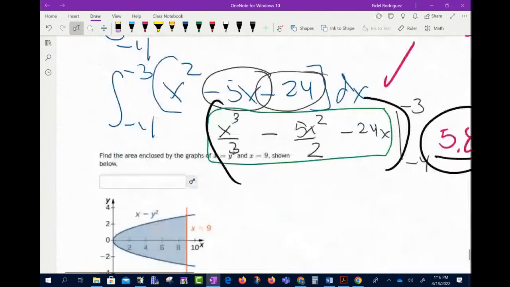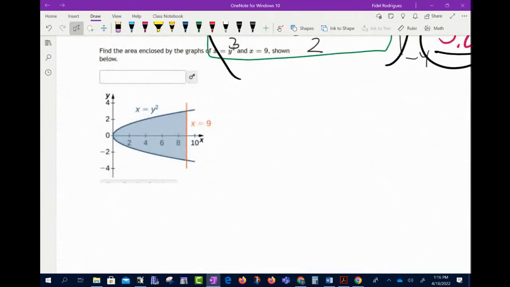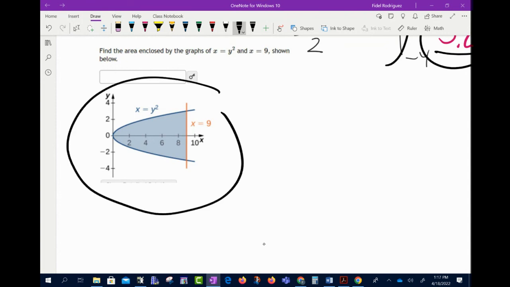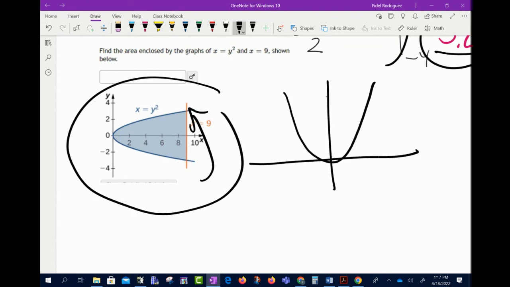All right, so y'all, I do have one more problem here, and we are finding the area enclosed by the graphs of x equals y squared and x equals 9 shown below. So y'all, when I saw this problem, this was my first thought process, okay? My first thought process was take this graph and rotate it.